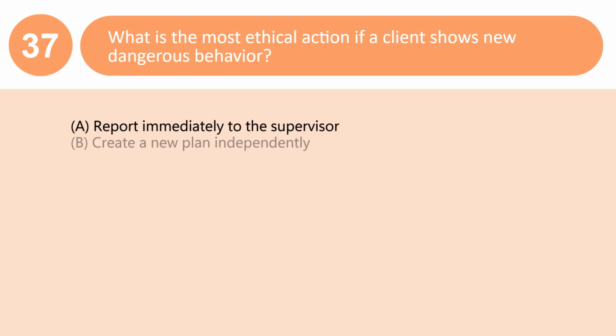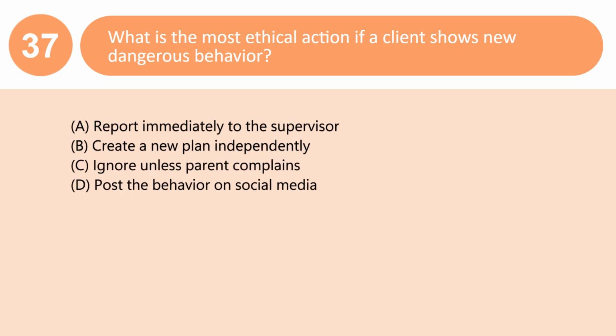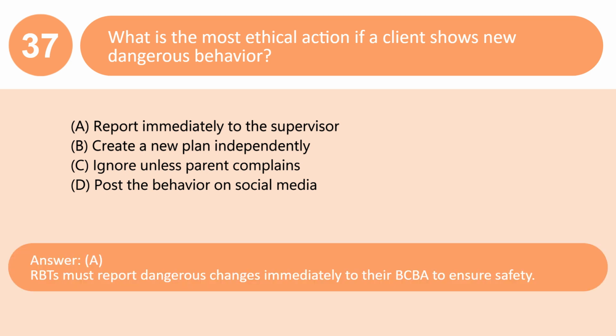What is the most ethical action if a client shows new dangerous behavior? A. Report immediately to the supervisor. B. Create a new plan independently. C. Ignore unless parent complains. D. Post the behavior on social media. Answer: A. RBTs must report dangerous changes immediately to their BCBA to ensure safety.